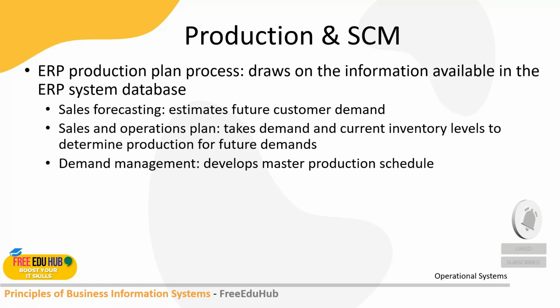Now all that information is usually collected from the sales data or the records that we have accumulated over a period of time, so that you can forecast that last year during these months we had this much sales, so it is expected that we are going to have at least this much sales this quarter as well. The sales and operations plan takes demands and current inventory levels to determine the production for the future demand.